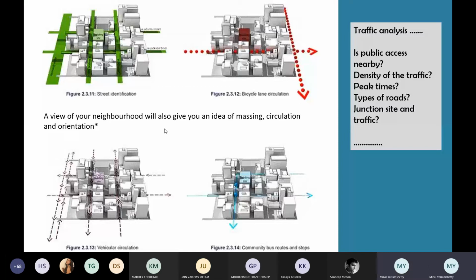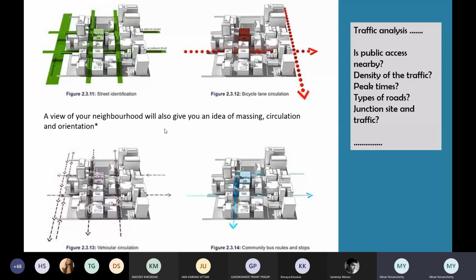So, is public access nearby? What is the density of the traffic? Is the density creating congestion? Is this a junction area? Is my site on the junction, I mean, a corner site where the junction is happening? And if there is congestion, what are you going to do?